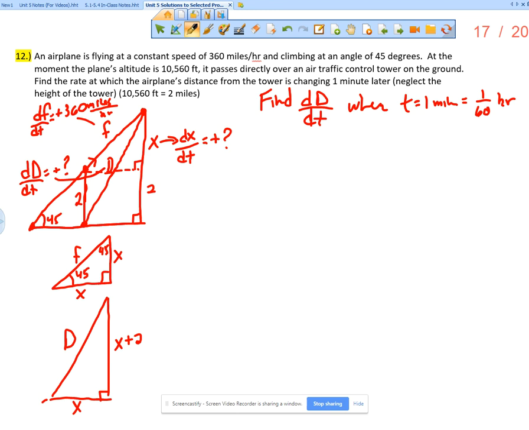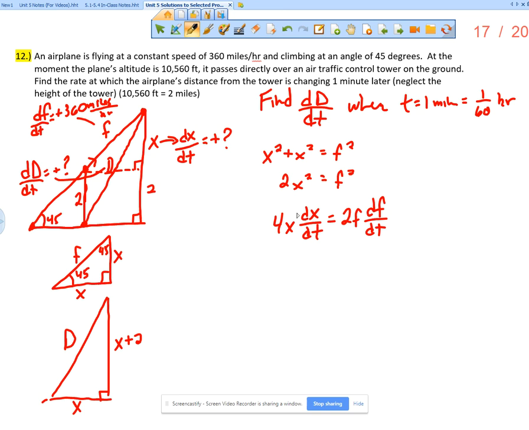All right. So how are our variables related? Well, let's start with this first 45, 45, 90 triangle I have. They are related by the Pythagorean theorem. So x squared plus x squared equals F squared, or 2x squared is equal to F squared. Then we would want to take the derivative. If I do that, I get 4x dx/dt equals 2F dF/dt. So now I want to plug in my known quantities. Well, what do I need to find here?